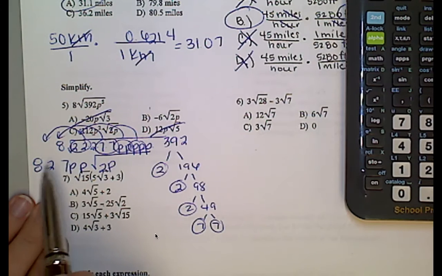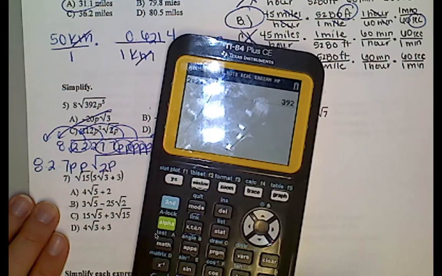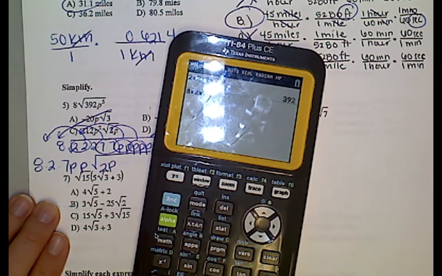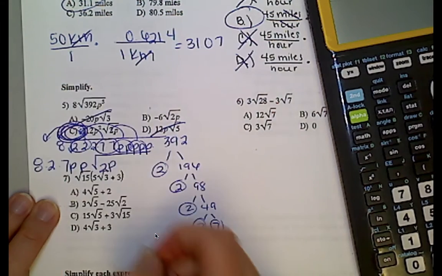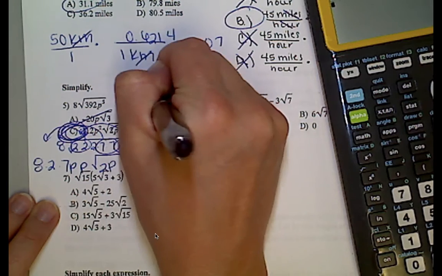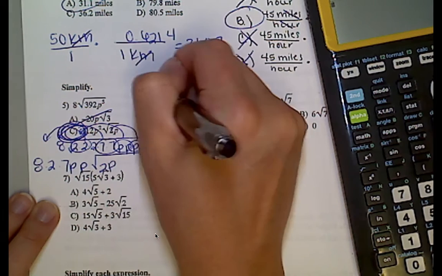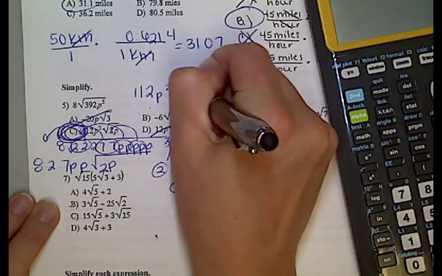Now the next thing is 8 times 2 times 7. If I put that in my calculator, it's going to give me 112. So therefore my answer for this one is C. That was equivalent to 112 when you multiply those out, P squared on the square root of 2P.